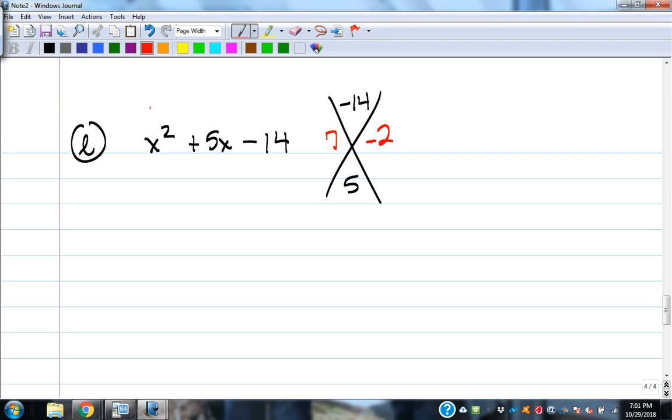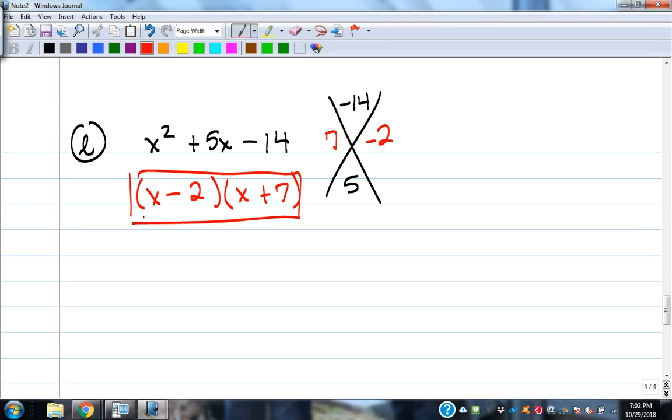What's in front of x squared? 1. Anytime that there's a 1 in front of x squared, you can use this shortcut. One factor is x minus 2. The other factor is x plus 7. But that only works if there's a 1 in front of the x squared.